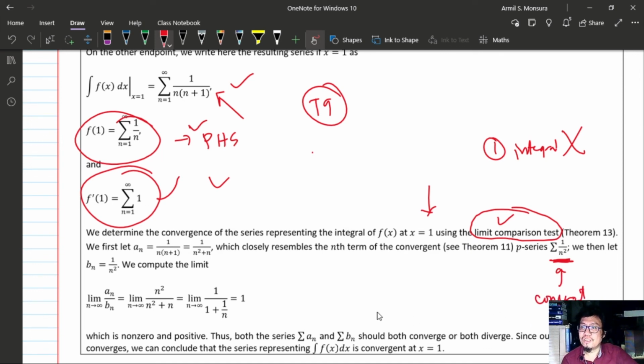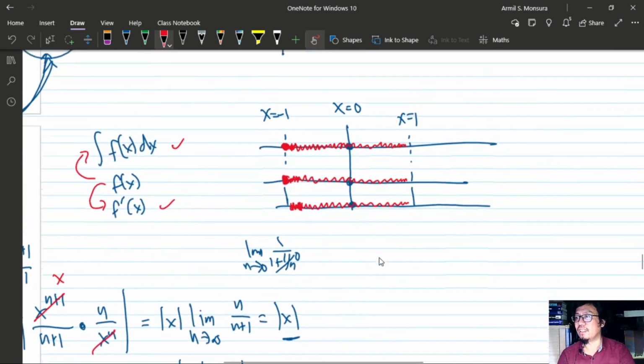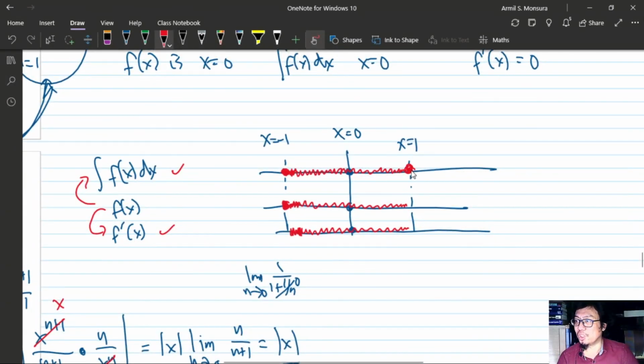So when I computed the limit of a_n over b_n, I have this, which is 1. And under Theorem 13, if that is positive and non-zero, either they both diverge or both converge. Since this is convergent, then my series is also convergent. So therefore, I can say that your integral is convergent at this endpoint, and it is not convergent on f of x and on f prime of x.